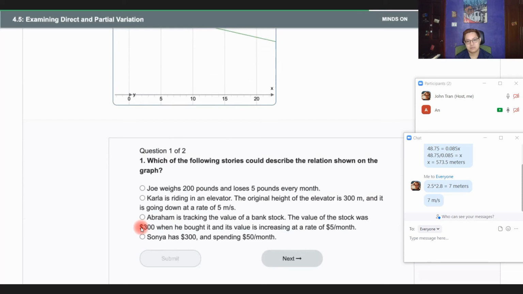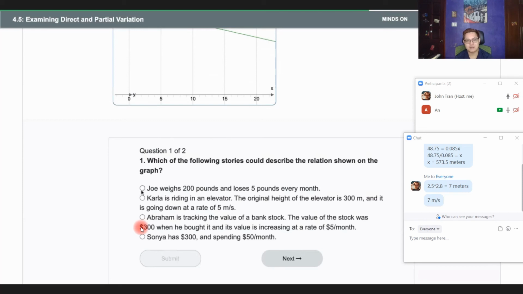It's either Joe who weighed 200 pounds and loses 5 pounds every month. More like Joe, I think, because basically the x-axis can represent the number of pounds he has lost so far. Or it can be the distance that the elevator has traveled. I think it could be both.